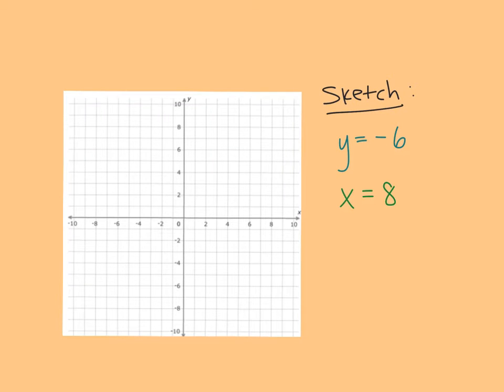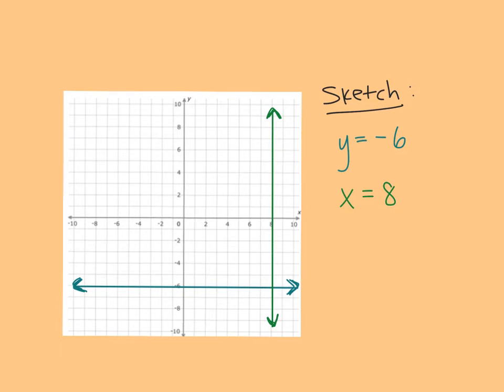Okay, we also reviewed horizontal and vertical lines. So go ahead and sketch each one of each here. And you do not have to have a really nice coordinate grid. Just go ahead and sketch one out and sketch these 2 lines. Go ahead and pause the video to do that. Y equals -6 is a horizontal line.